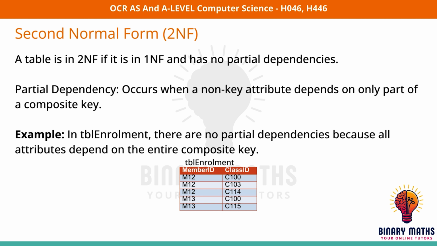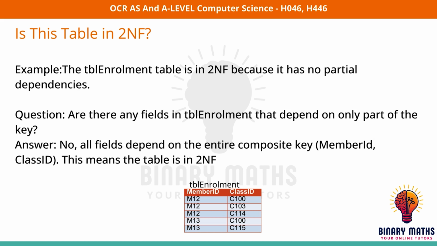In our table enrollment table, there are no partial dependencies because all attributes depend on the entire composite key, such as member ID and class ID. So this table is already in second normal form. Let's check if the table enrollment table is in second normal form. Since it has no partial dependencies, it is in second normal form. This means we can move on to the next stage, third normal form.